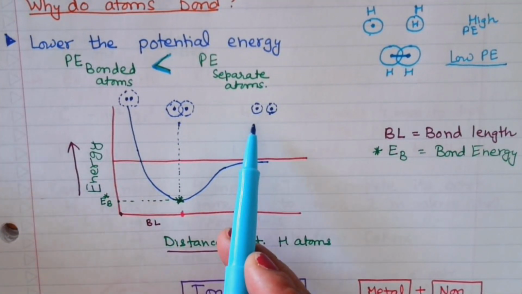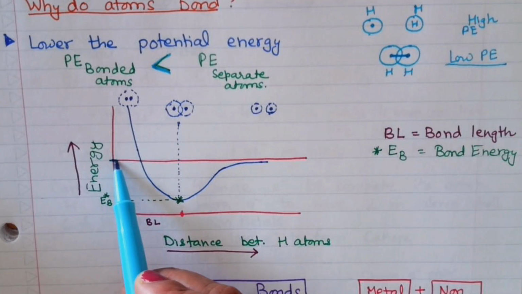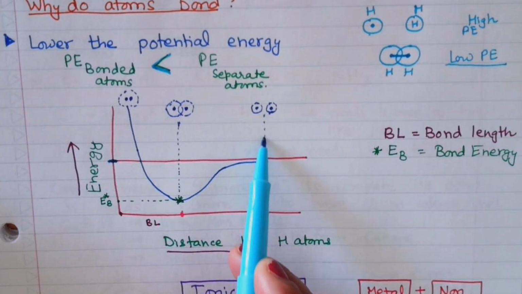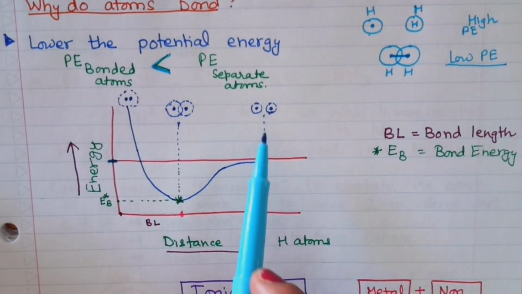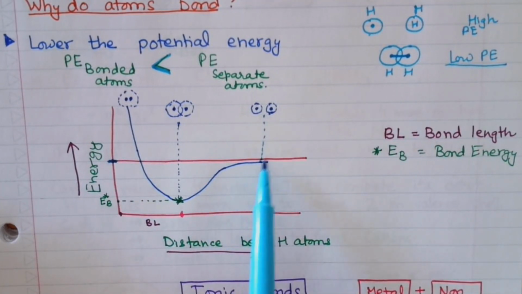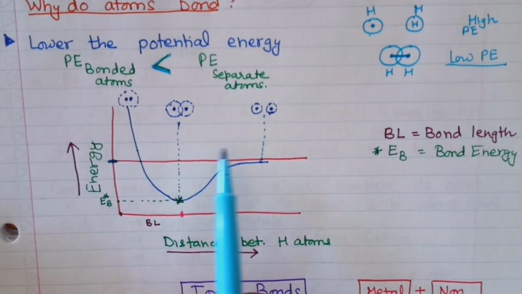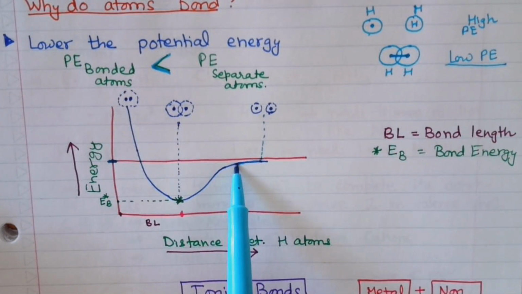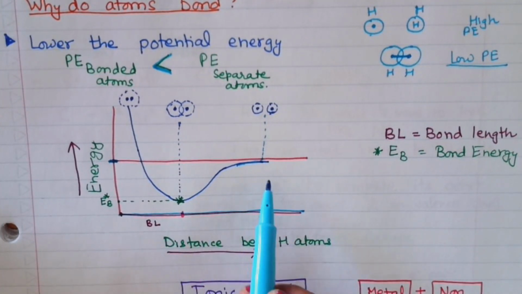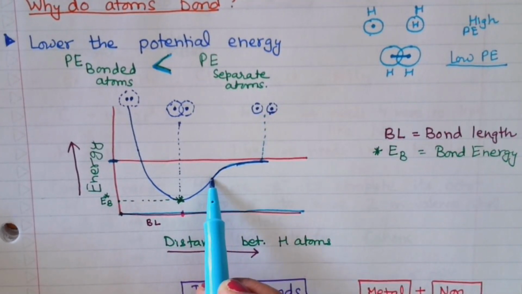When we have two individual atoms, they have quite high potential energy. Let's say this is the value of unbonded atoms, right? This value right here is the energy of the two hydrogen atoms. Because both the atoms are identical, they have the same potential energy. Now as you decrease the distance, so on the x-axis we have the distance between the two atoms, the potential energy is also decreasing.